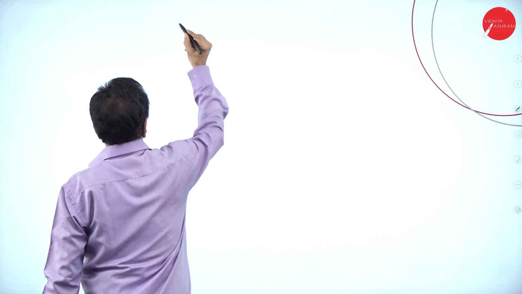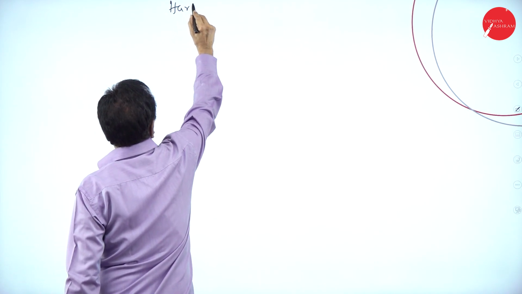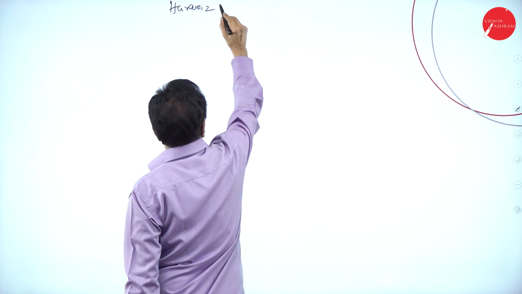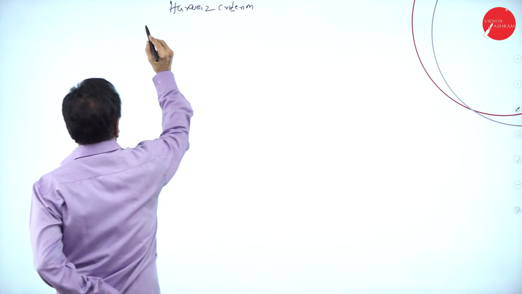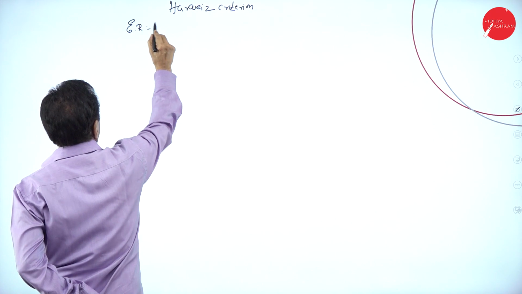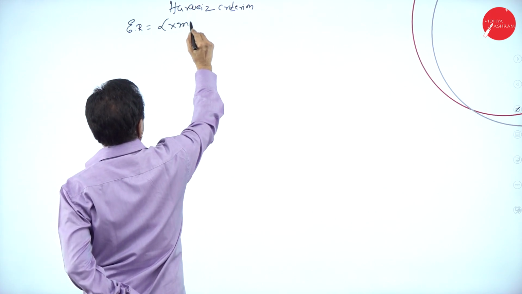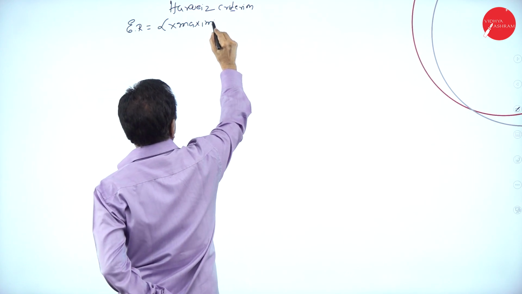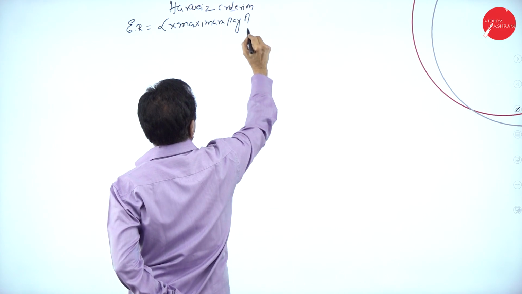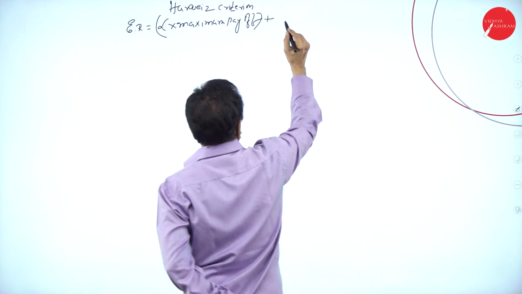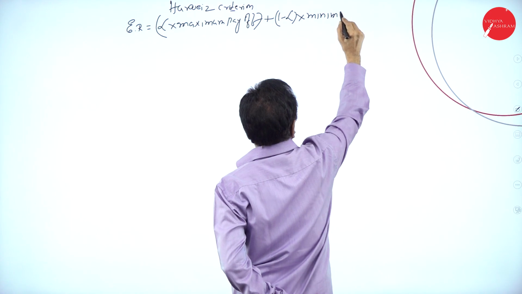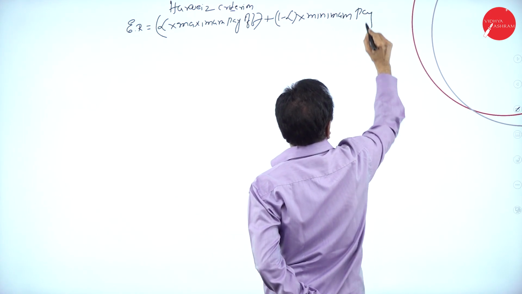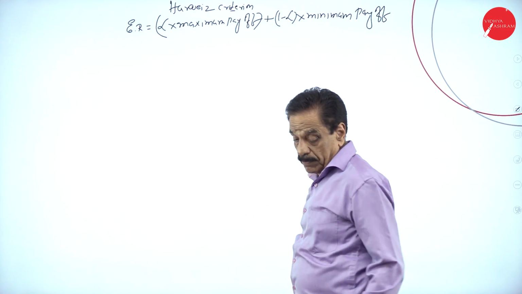We will go to that problem. Hurwitz criterion. Formula: expected return, alpha into maximum payoff plus 1 minus alpha into minimum payoff. This is the formula. We'll move on.